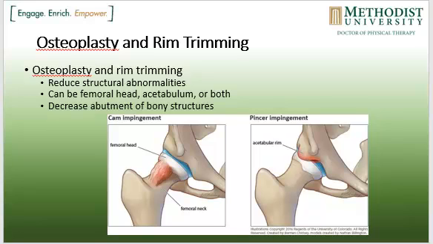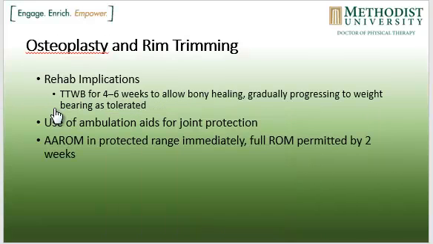Many times it's both. And so what they do with this surgery is they decrease the abutment of this bone on the femur to the acetabulum, or this bone on the acetabulum to the femur, or if they have both, you don't want them bumping up against each other and hurting. All right, so how do we treat these individuals?